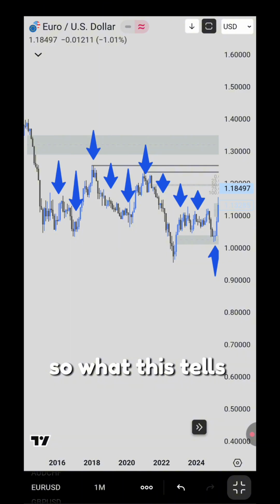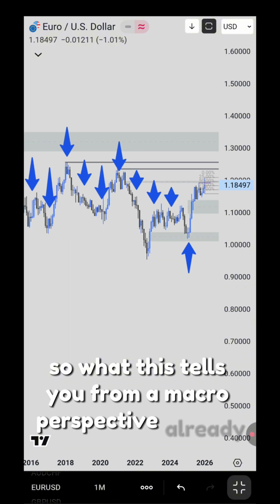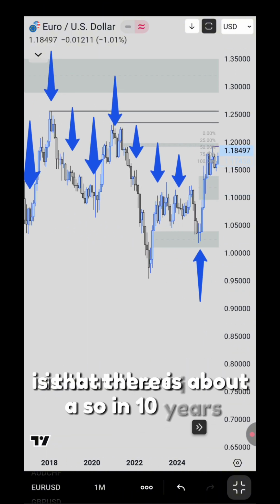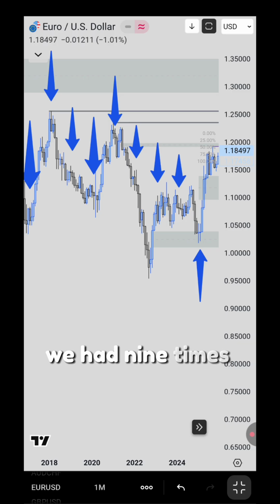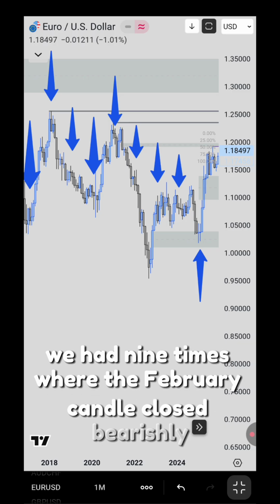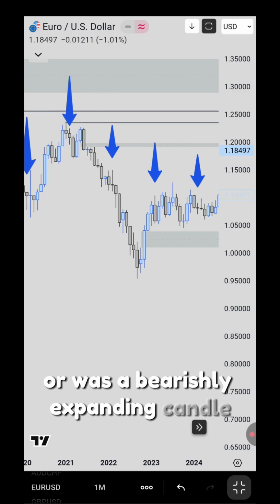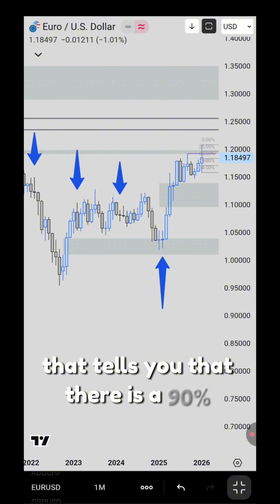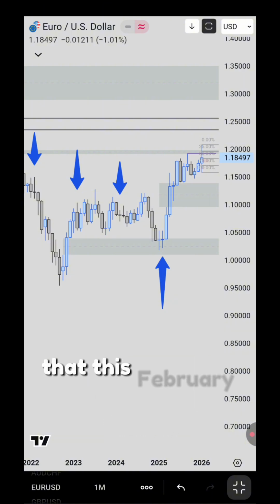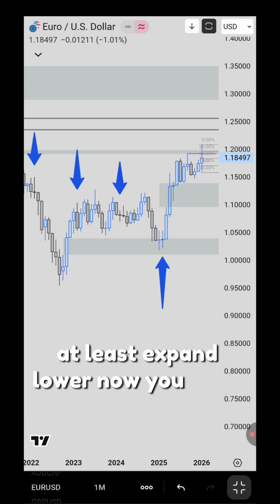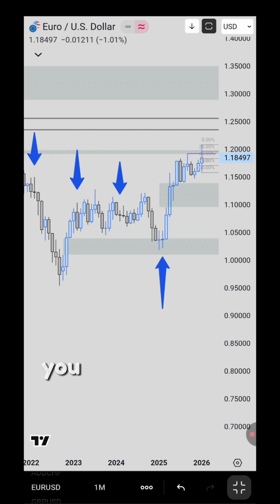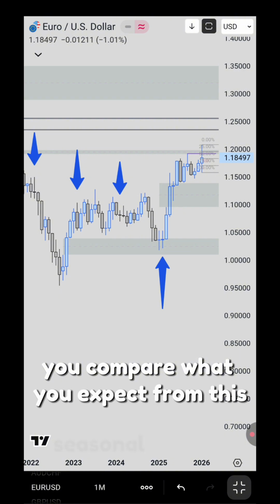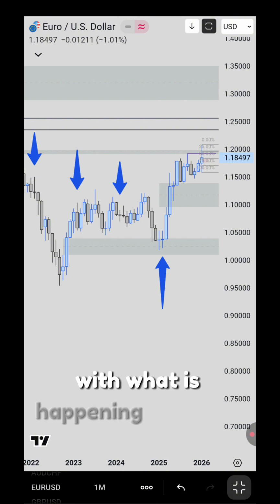So what this tells you from a macro perspective already is that in 10 years, we had 9 times where the February candle closed bearishly or was a bearishly expanding candle. That tells you that there is a 90% chance that this February candle that is about to open is going to, if not close lower, at least expand lower. Now, you don't take this and trade it blindly. You compare what you expect from this seasonal analysis with what is happening currently.